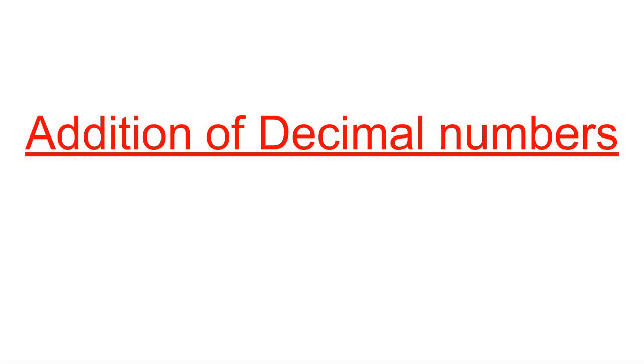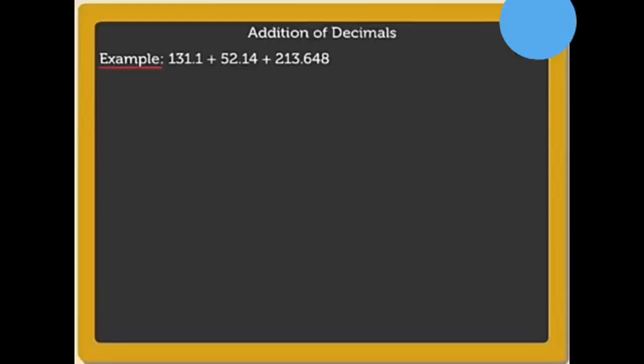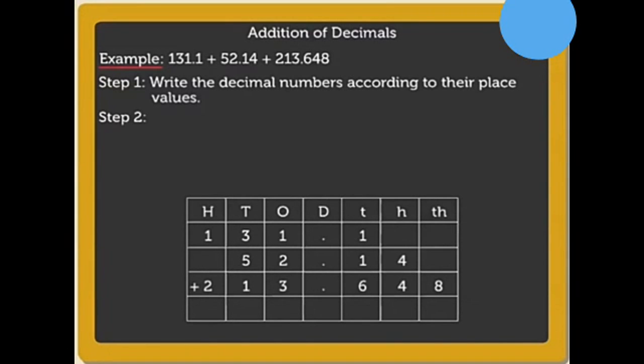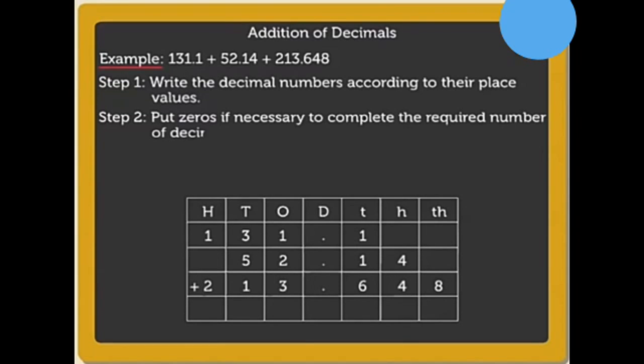Next topic is addition of decimal numbers. Find the sum of the given decimal numbers. Step 1. Write the decimal numbers according to their place values. Step 2. Put zeros if necessary to complete the required number of decimal places. Here, we need to add a zero in the hundredths and in the thousandths place in the number 131.1. For the number 52.14, add a zero in the thousandths place.